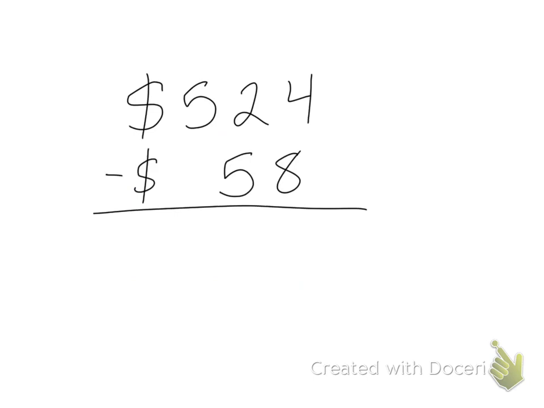So here I have the problem 524 minus 58. When we subtract, we start by subtracting the ones place value first. Now here we have a problem because I cannot take 8 away from 4. Okay, I need more ones.